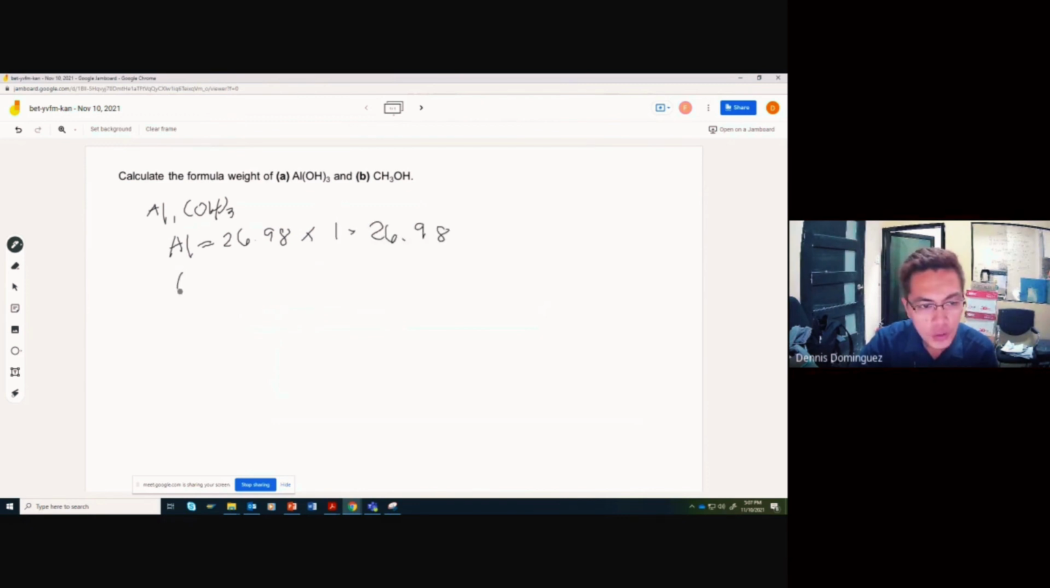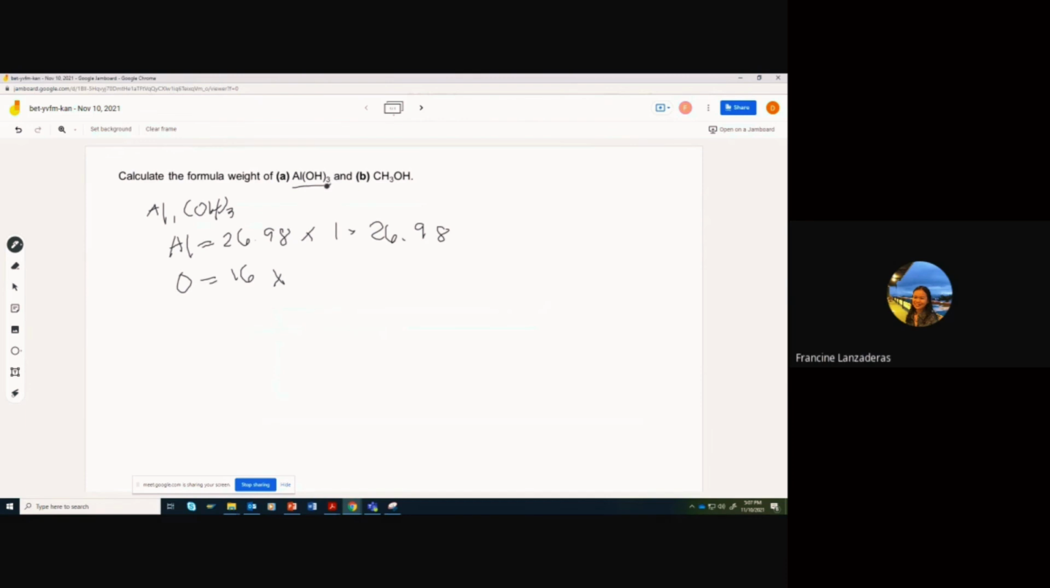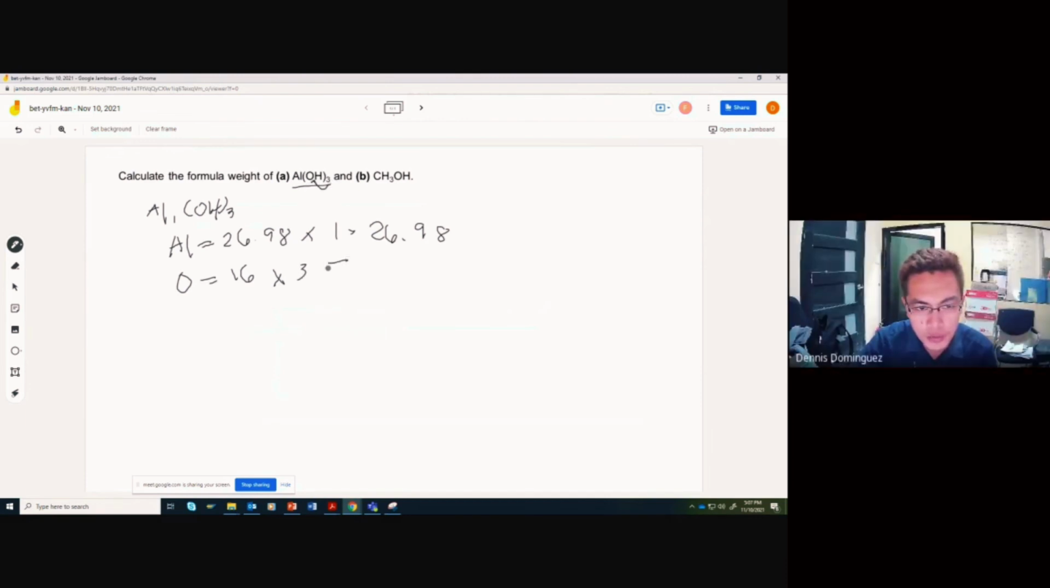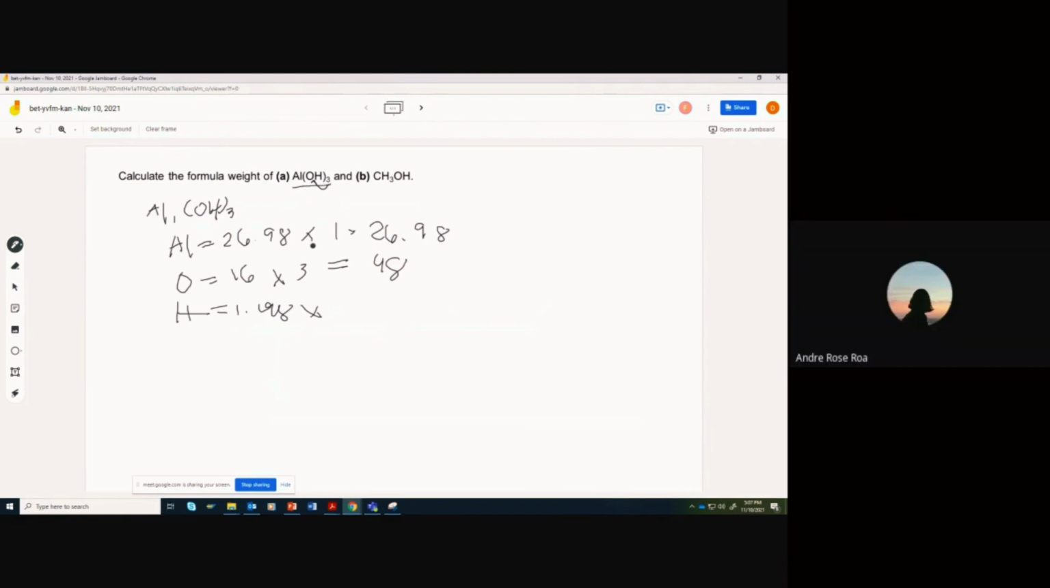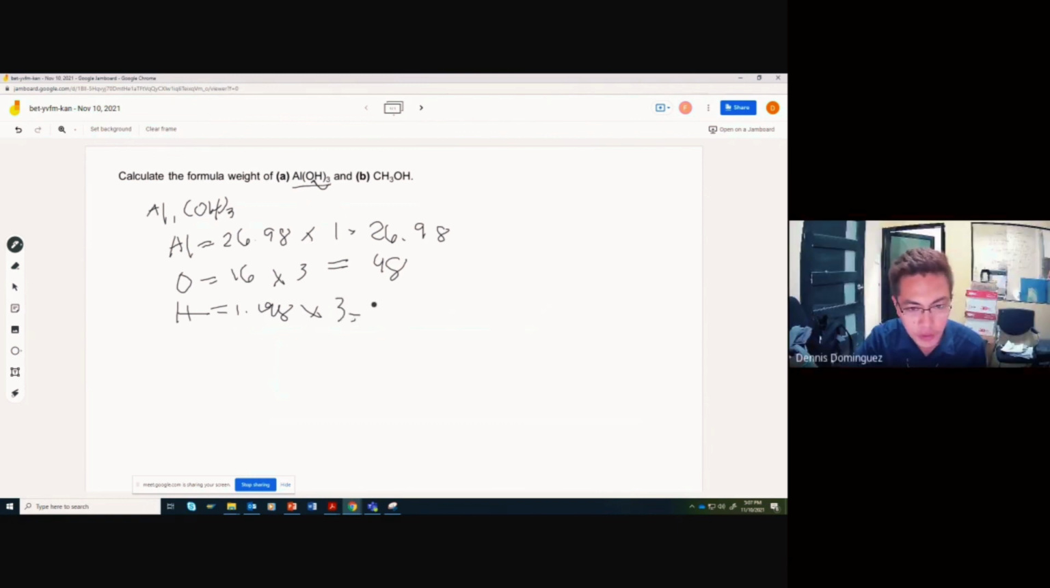Now you have the oxygen component. 16 times how many atoms of oxygen for aluminum hydroxide? 3. So 3 times 1, so 3. So 16 times 3, that is 48. Now your hydrogen, you have 1.008 times 3 atoms of hydrogen. So you have 3.024. The formula weight for aluminum hydroxide is 3.024 plus 48 plus 26.98. So that is around 78.004.